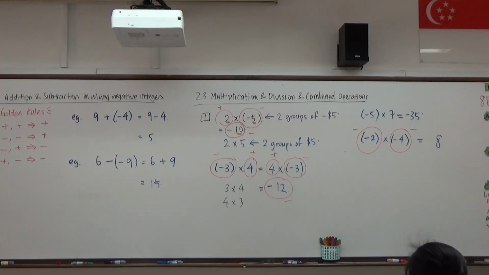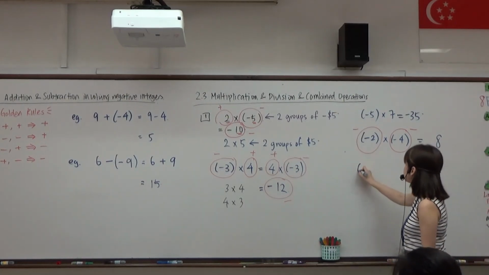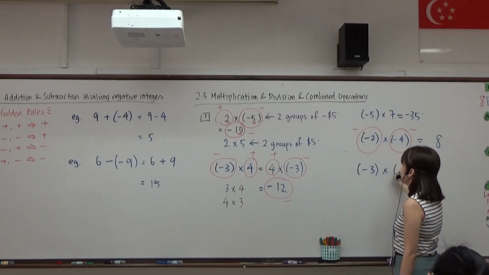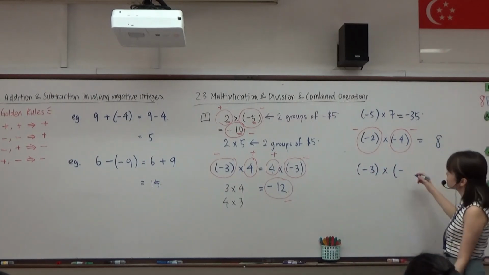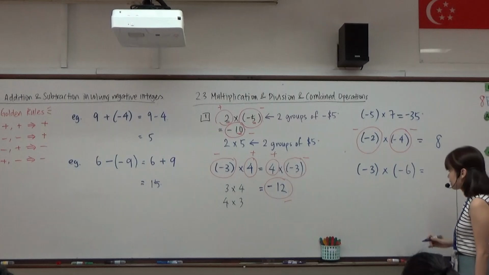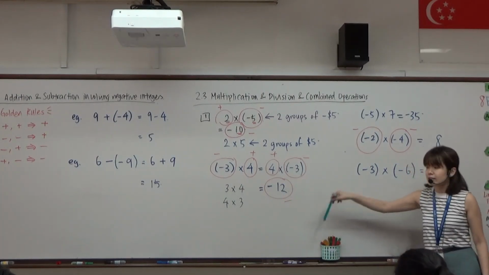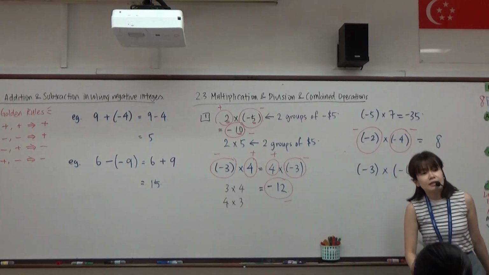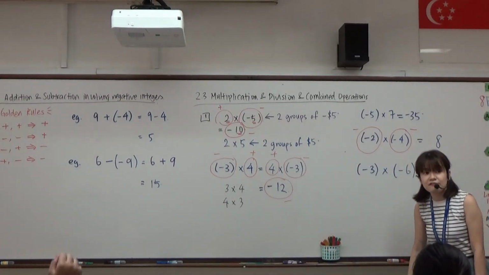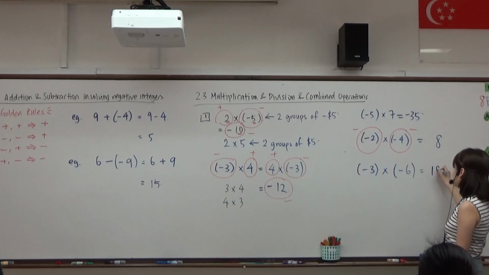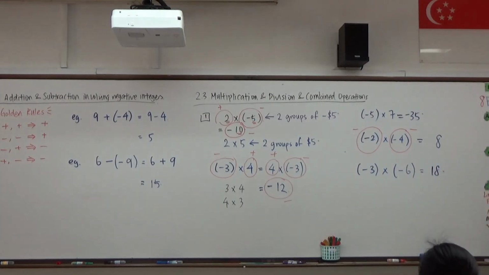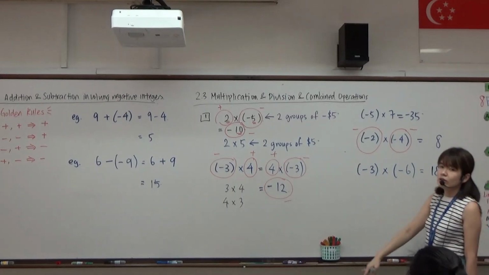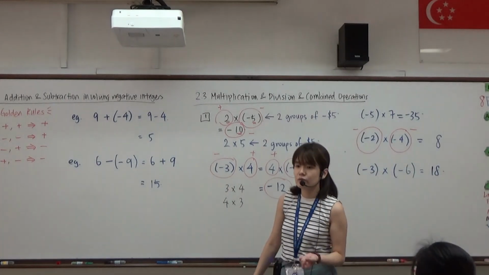Let's try one more. Maybe how about negative 3 times negative 6? What will your answer actually be, Francis? 18, positive 18. Yes, great. Getting a hang of it? Of course, you have your calculator you can use.